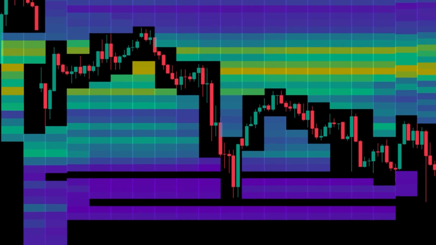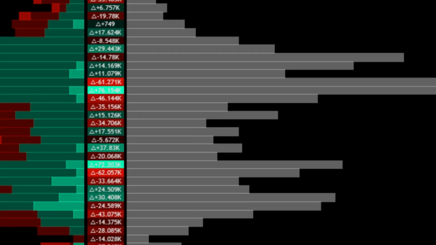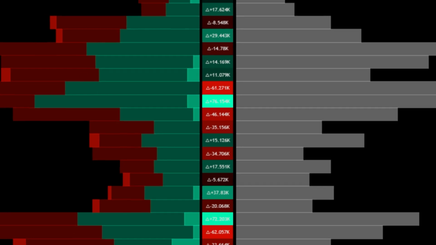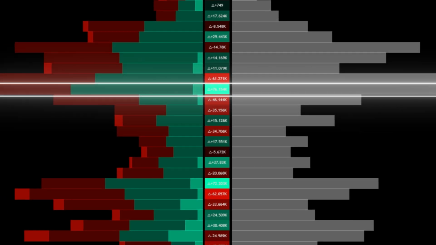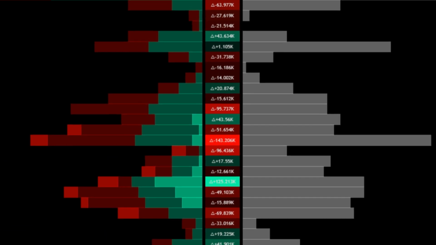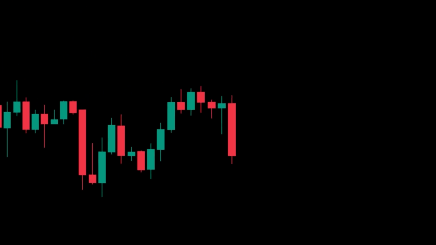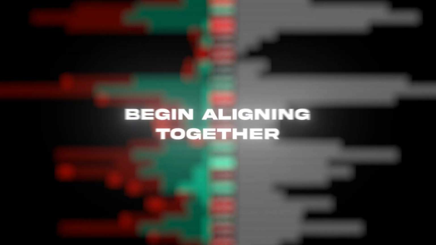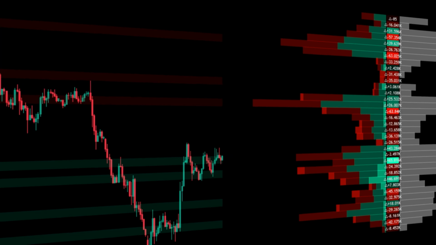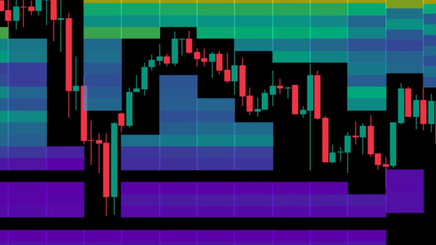To use the indicator, start by identifying significant absorption zones. Next, compare absorption against delta. If positive delta is expanding, but upper wick absorption is increasing, buyers may be trapped. If negative delta is expanding, but lower wick absorption is increasing, sellers may be trapped. Then look for price reactions when markets revisit those zones. The strongest setups occur when absorption, delta, and market structure begin aligning together. The goal is not to trade every absorption event. The goal is to identify locations where aggression fails.